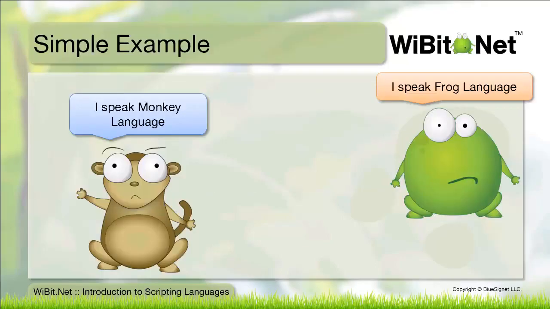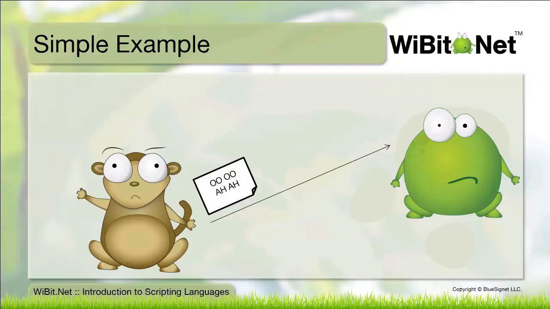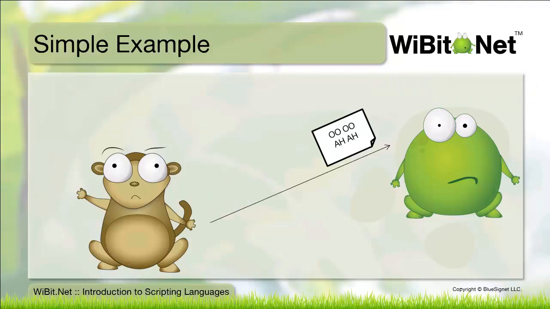Let's look at this other stupid example. In this example, we have the monkey and the frog. The monkey speaks monkey language and the frog speaks frog language. Now, if they want to speak to each other, he's going to say, ooh, ooh, ah, ah, and the frog is going to have no idea what that means.